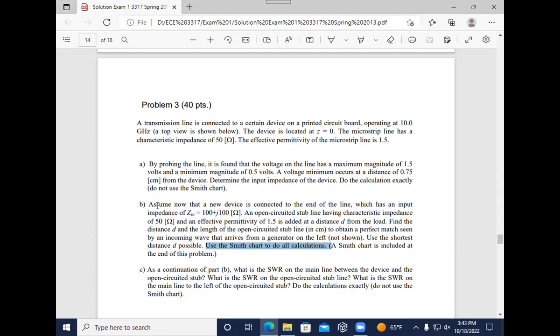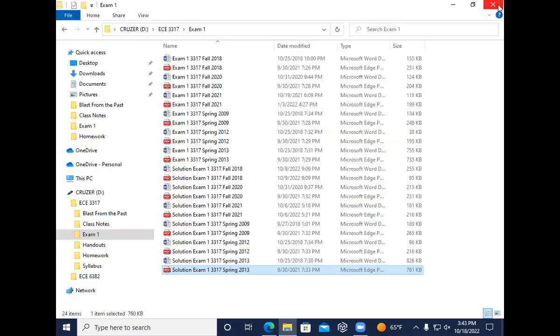Now the numbers are different, but this is almost exactly the same type of problem that was done in the class notes. You want me to point that out? This is the type of problem where you're determining an unknown load impedance. You don't know what the device is at the end. You don't know what the load is. You've got to determine it, right? So let's go back and find that in the class notes here.